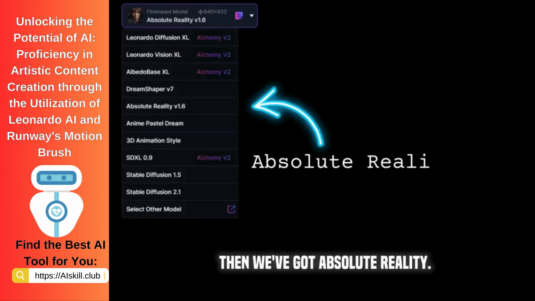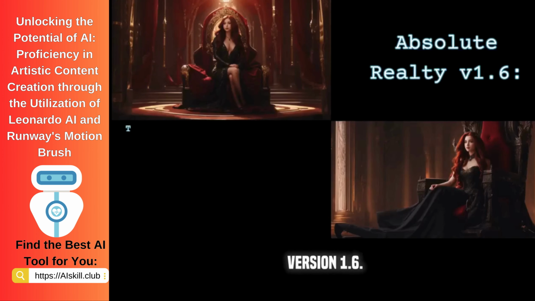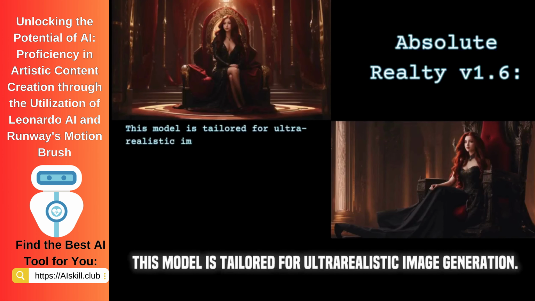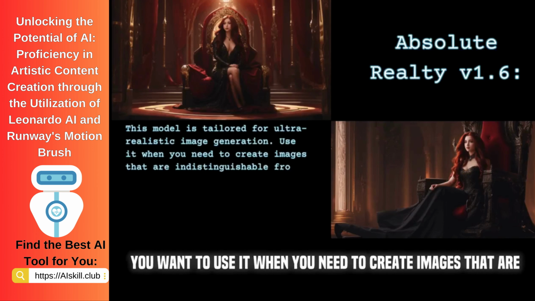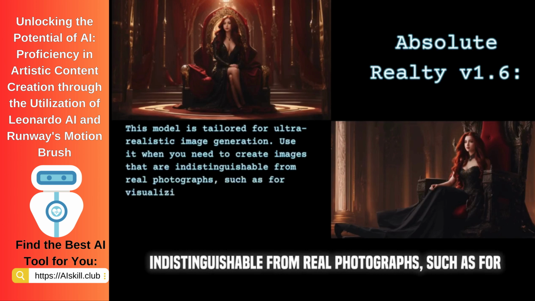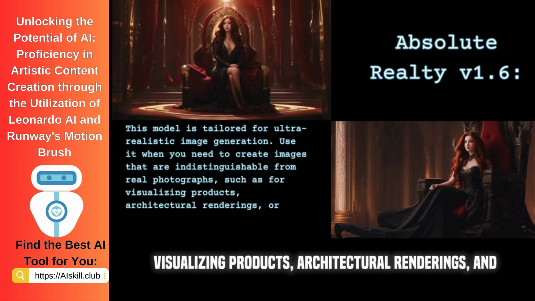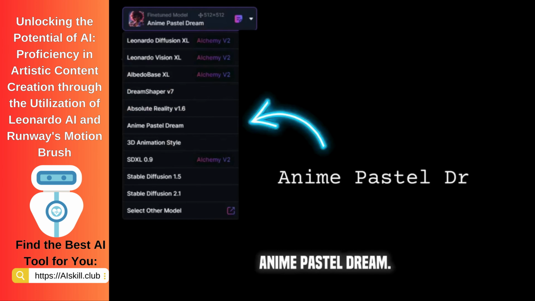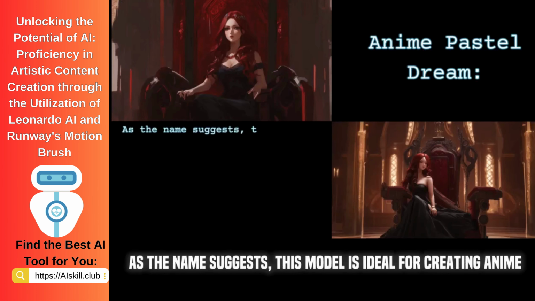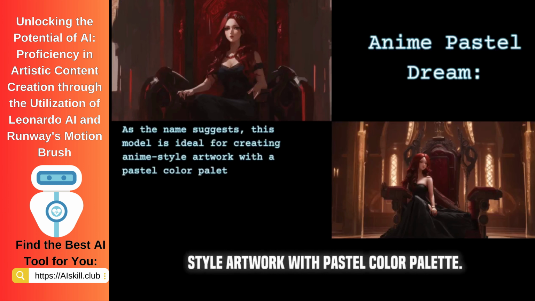Then we've got Absolute Reality version 1.6 here. This model is tailored for ultra-realistic image generation. You want to use it when you need to create images that are indistinguishable from real photographs, such as for visualizing products, architectural renderings, and hyper-realistic artwork. Anime Pastel Dream. As the name suggests, this model is ideal for creating anime-style artwork with a pastel color palette.